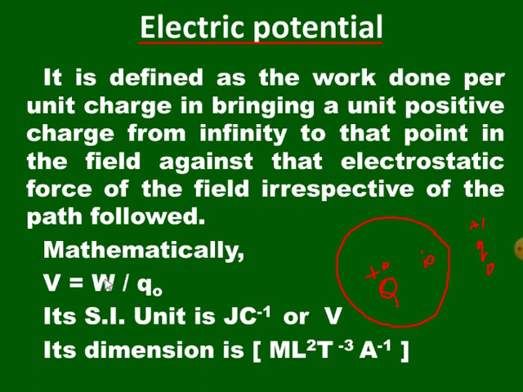Why? Because this work done is force into distance. We know that force is mass into L T inverse square, right? That is force into L, distance. So the dimensional formula for work done will be M L squared T inverse square, divided by A T, ampere into time. When you do that simplification, you will get this dimensional formula, right?